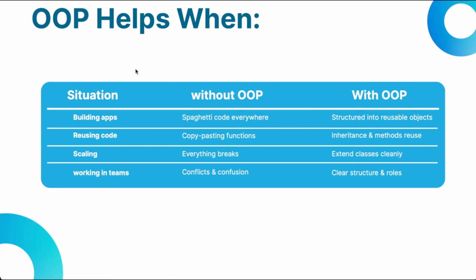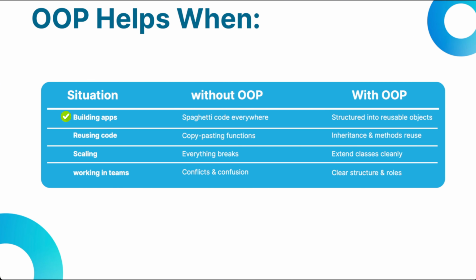The first one is building apps. Without object-oriented programming, when you build apps, you often end up with spaghetti code everywhere, that is, functions and variables scattered all over the place. With object-oriented programming, your code is structured into reusable objects, making it neat and easy to manage.